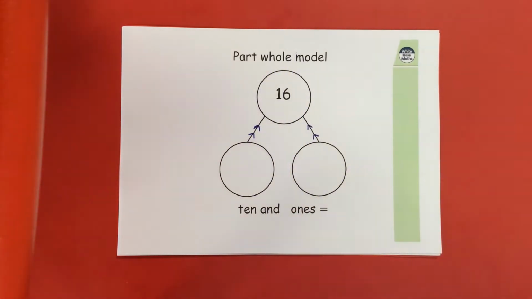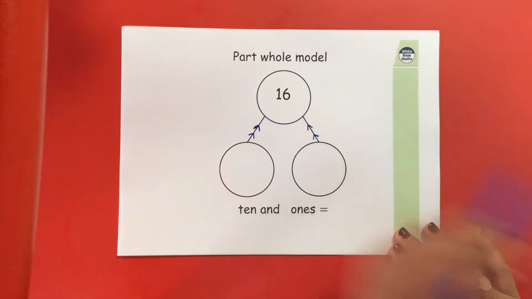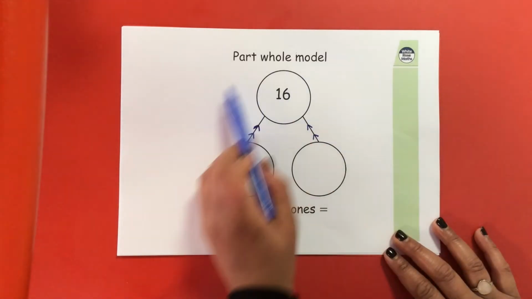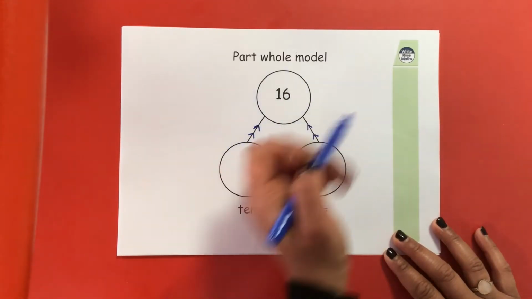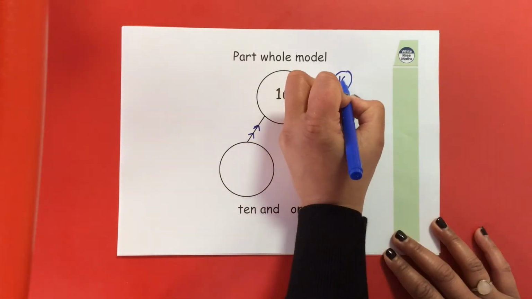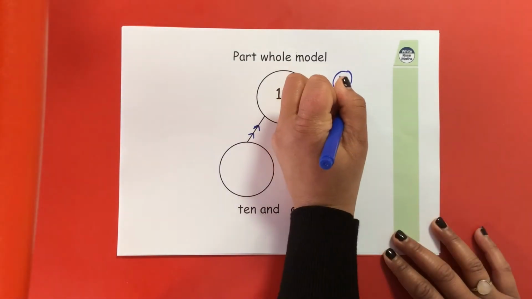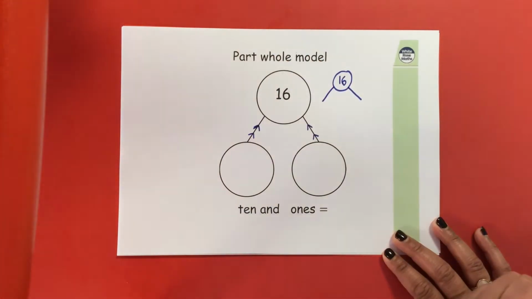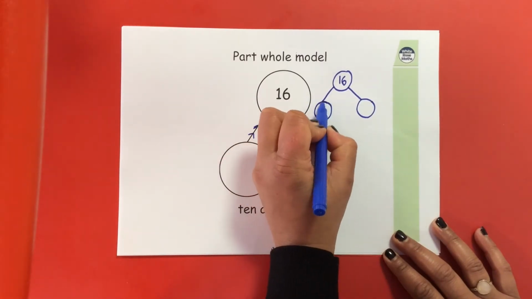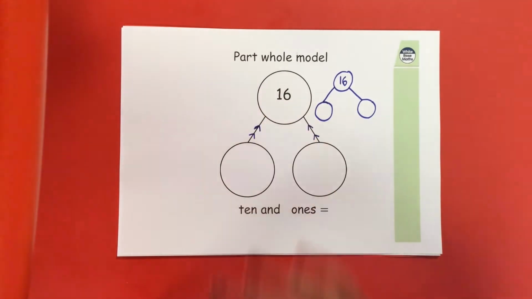So on this part-whole model, we have got 16. What I would like you to do is copy this part-whole model. So draw a circle. Write 16. And then draw two lines coming away like this, and then two circles here so that you're copying what's on here. Pause the video to draw your part-whole model.